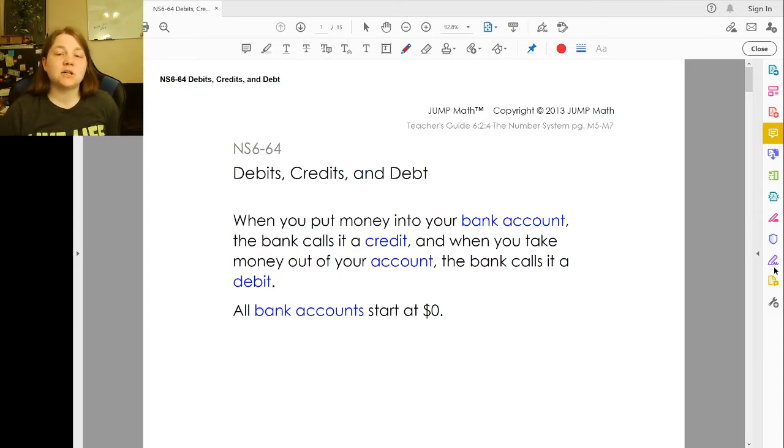All bank accounts start off at zero. Sometimes you get a bonus for using a certain account, but that's the first thing that they put in. It doesn't start off at that.